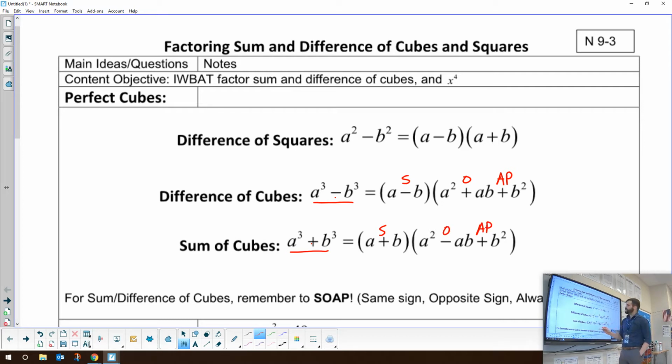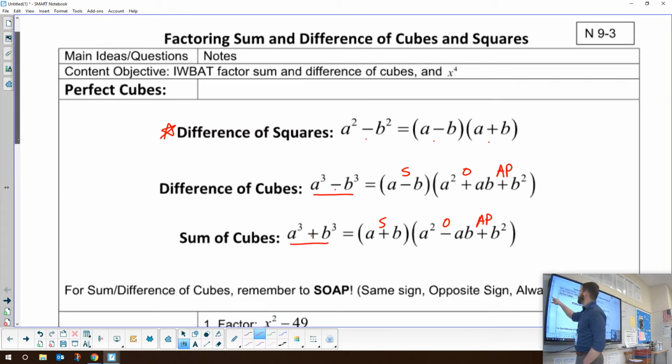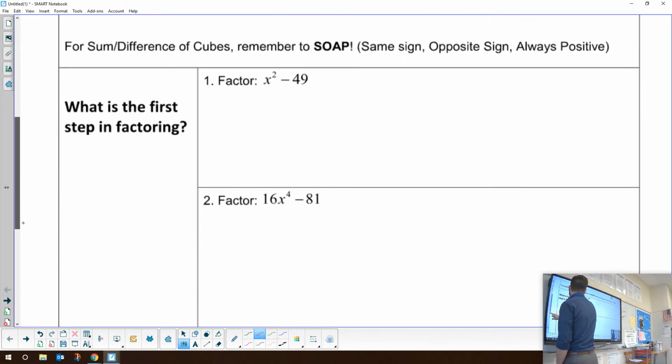Now, you'll notice we also have difference of squares here. This difference of squares, we've already known how to do this. We're just going to practice it a bit more. We're going to start with difference of squares, and on the second page we're going to do some sum and difference of cubes. So let's go ahead, let's go down here. Let's take a look at number 1.